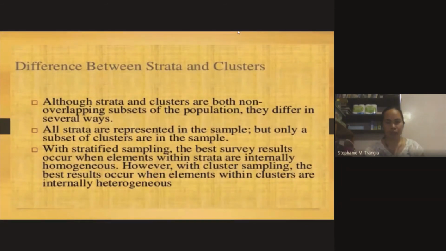So, simple. Difference between a strata and a cluster. A strata is a subgroup of homogeneous groups, whereas cluster is heterogeneous na group. Okay? You are assuming that barangay Kauswagan will represent already the whole of Cagayan de Oro City, or the concept of Cagayan de Oro City. That's a cluster sampling.